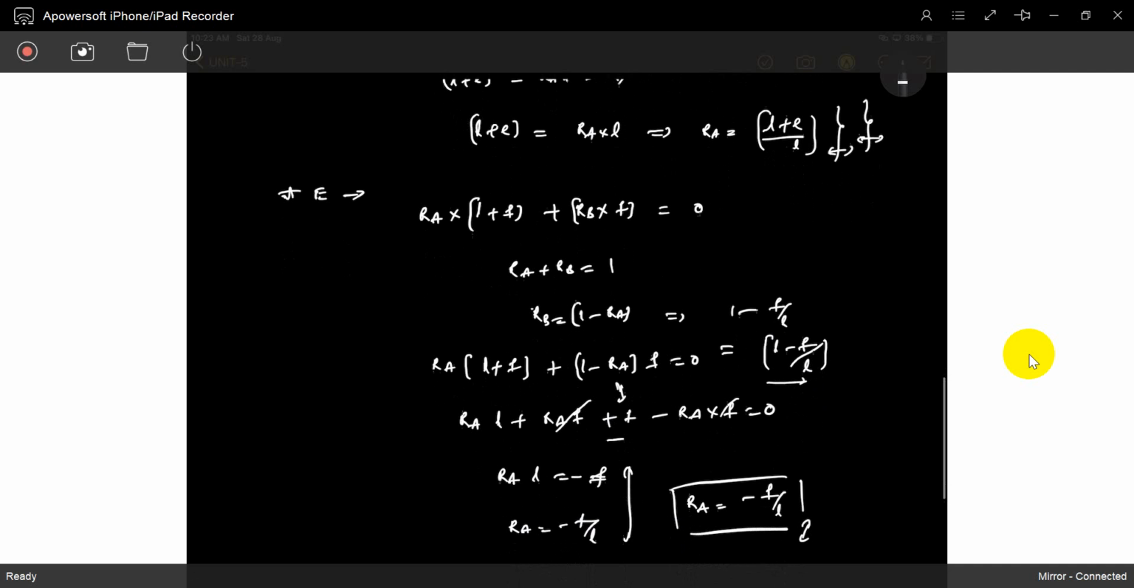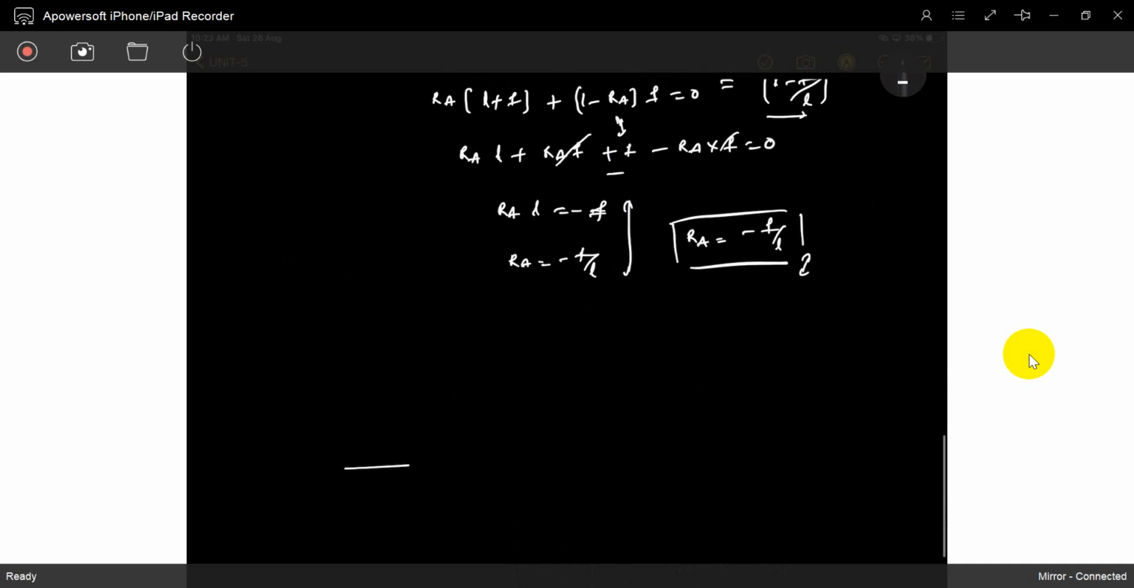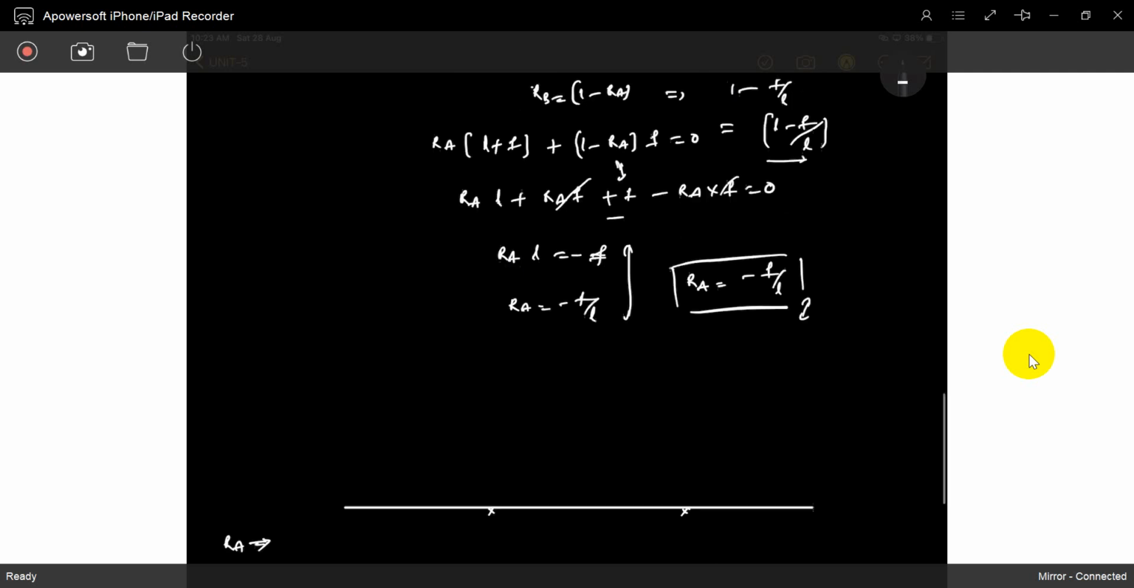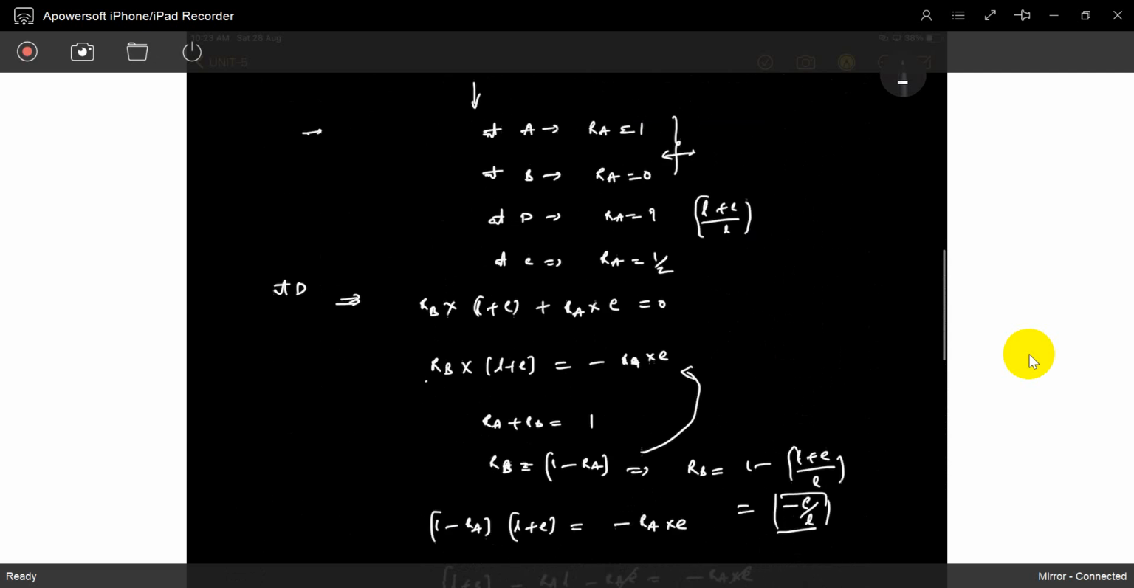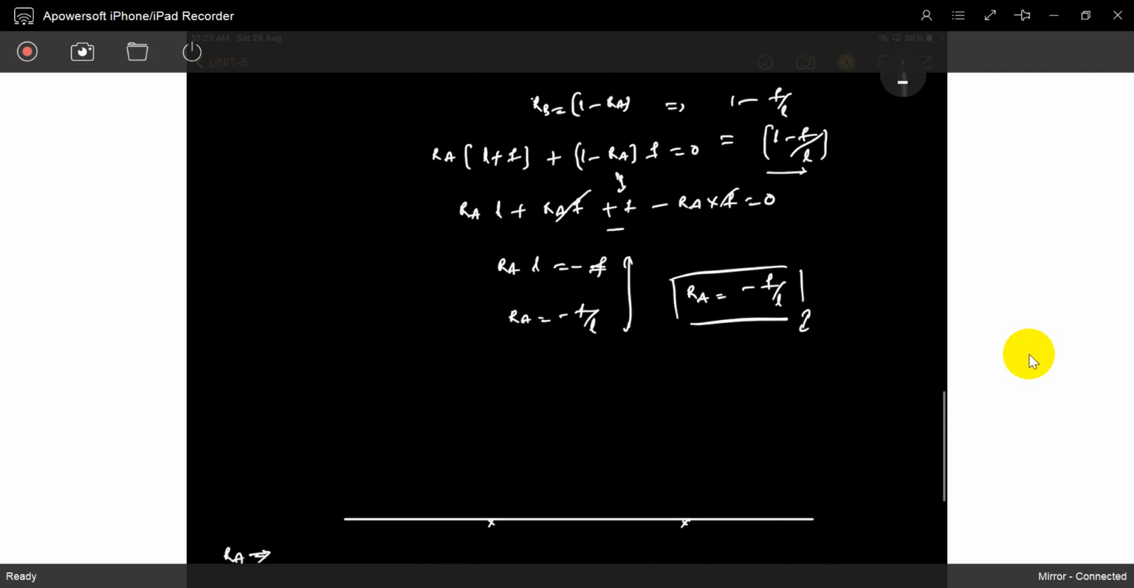So I will show you. See, we'll draw. So draw RA. When the load is at A, that is 1. You know it. You can draw it as 1. When the load is at B, it's 0. At the center, it's a half.